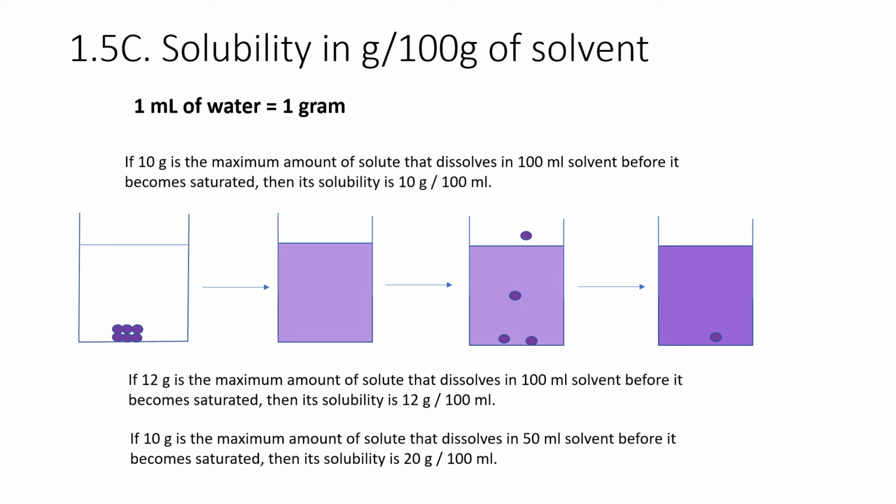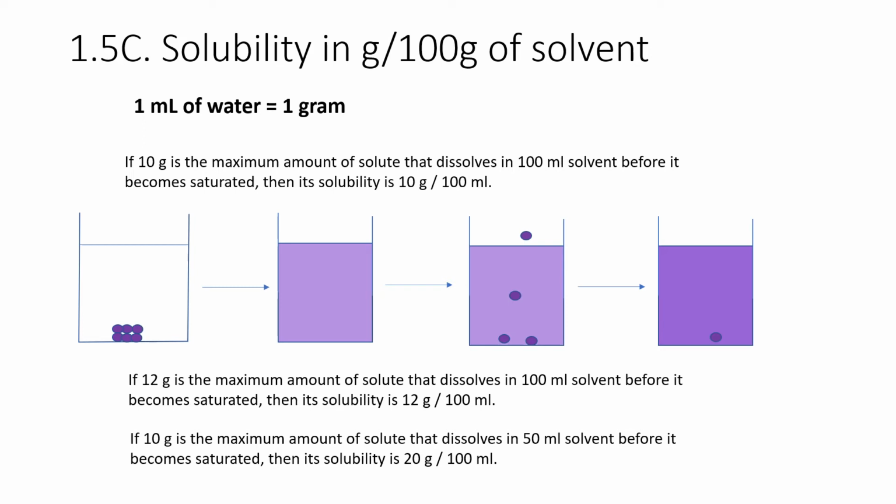This value will be different for other solvents. So, for example, if 10 grams is the maximum amount of solute that dissolves in 100 millilitres of solvent before it becomes saturated, then its solubility is 10 grams per 100 millilitres, or 10 grams per 100 grams.